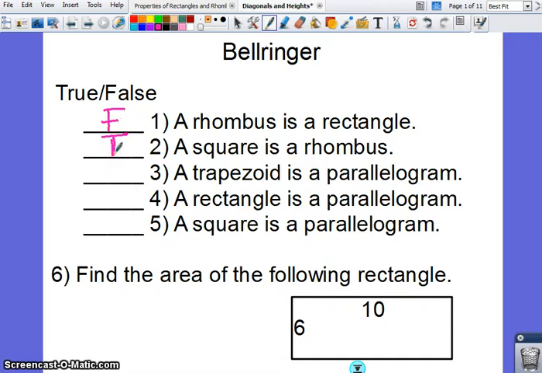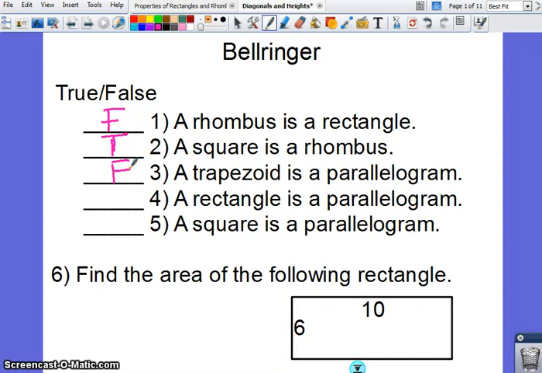A trapezoid is a parallelogram. A trapezoid has 1 pair of parallel sides. A parallelogram has 2 pairs of parallel sides. So there's no overlap between those two. So that's going to have to be false. Trapezoid is trapezoid. Parallelogram is parallelogram.